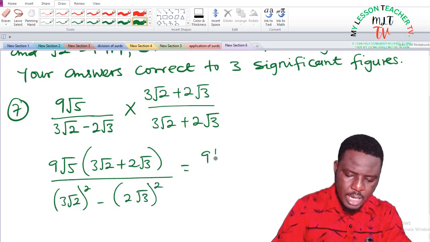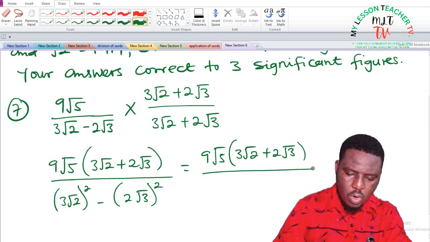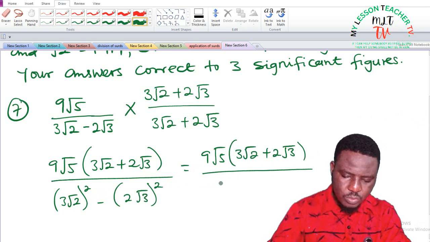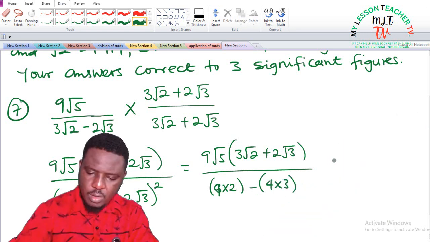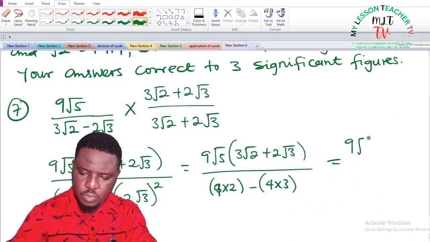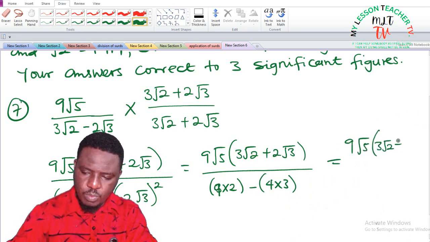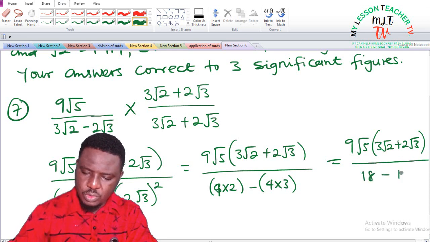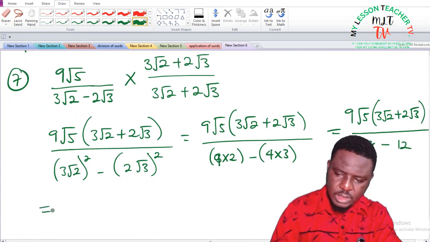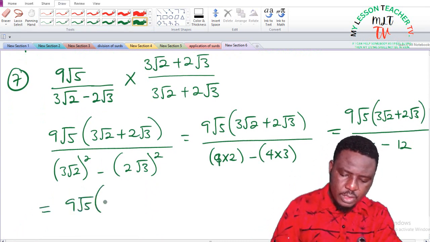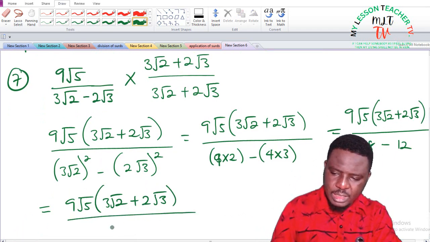This is equal to 9 root 5 into 3 root 2 plus 2 root 3, all divided by 3 root 2 squared, which is 3 squared times 2, that is 9 times 2, minus 2 squared times 3, that is 4 times 3. So this can be said to be 9 root 5 into 3 root 2 plus 2 root 3, all divided by 9 times 2 is 18, minus 12. This is equal to 9 root 5 into 3 root 2 plus 2 root 3 divided by 18 minus 12 is 6.